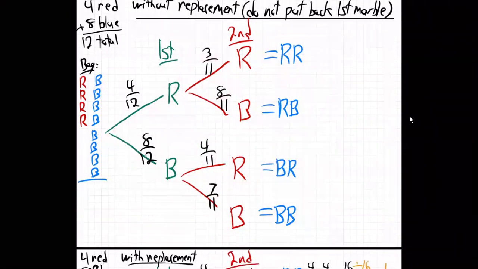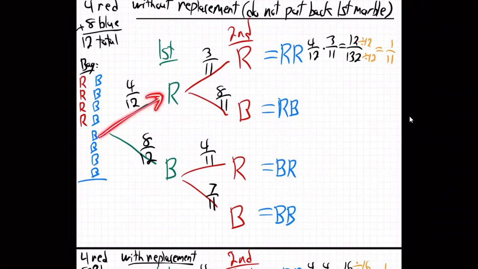And now we just multiply. You know what to do, right? We're going to multiply 4 12ths times 3 11ths, which is 12 over 132. Remember, we have to reduce all these fractions. So I'm going to divide top and bottom by 12. I get 1/11. Next, so where did I get those? I went this way and this. Remember, you're always moving from left to right through the tree.